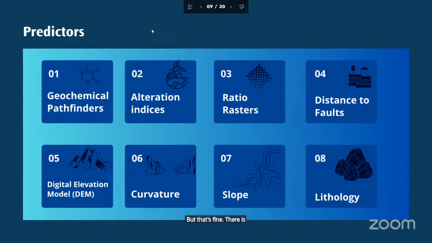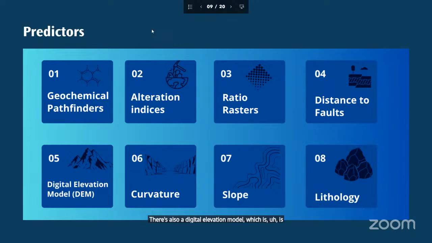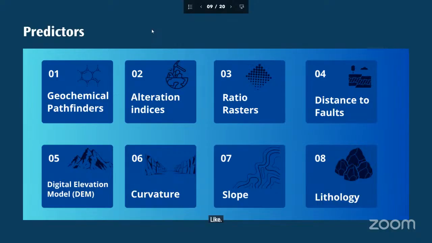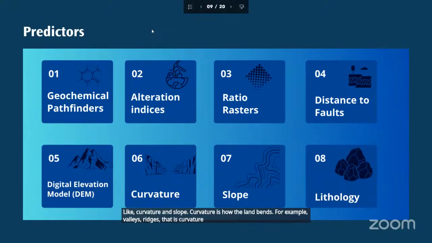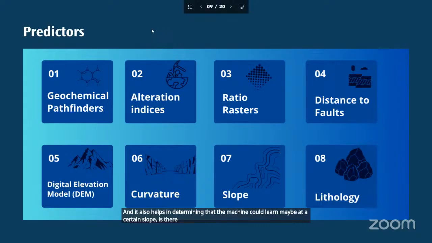There is also distance to fault. The closer a rock is to a fault line, the higher its chances of having a deposit. There is also a digital elevation model, which is a raster which has elevation data, and from it one can also derive other data like curvature and slope. Curvature is how the land bends. For example, valleys and ridges, that is curvature. Slope, we know, is the steepness of the land, and it also helps in determining, the machine could learn maybe at a certain slope is where there are deposits and a certain slope is where they are not.